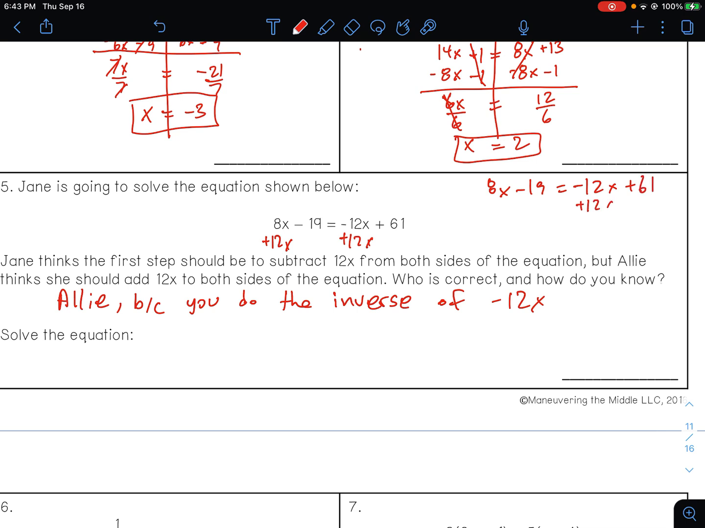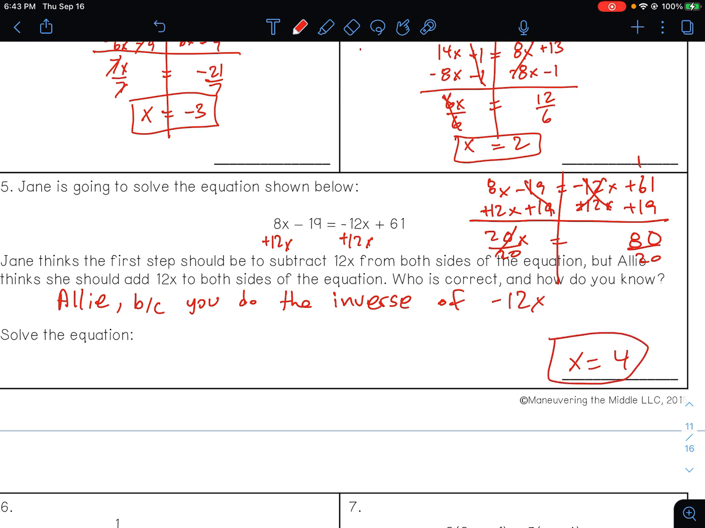Let me add 12x to both sides. Add 12x to this side. And this cancels. I'm left with 20x. All right. Rather than bringing down the minus 19, I'm just going to get rid of it. Plus 19. Plus 19. 61 plus 19, you carry the 1, 6, 7, 8, that's 80. So 20x equals 80, divide by 20, divide by 20, x equals 4.